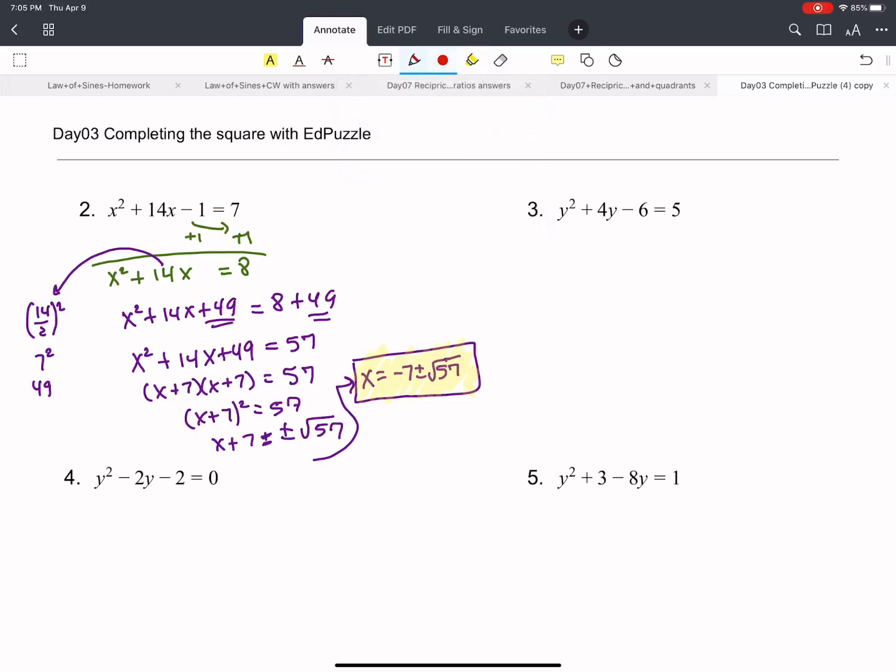All right, so this time it's y's. It can be x's, it can be y's. So I'm going to move the 6 over so I don't have to deal with that term. I want to move the constant. That's called the constant term because it's just a number. Equals 11. So I'm going to take half of that middle term. So that's 4 over 2 squared. So it's 2 squared, which is 4. And I'm going to add that 4 to both sides.